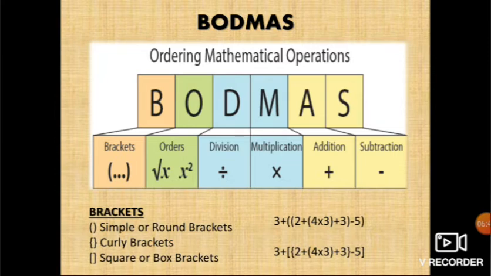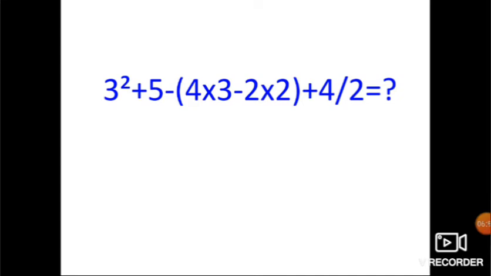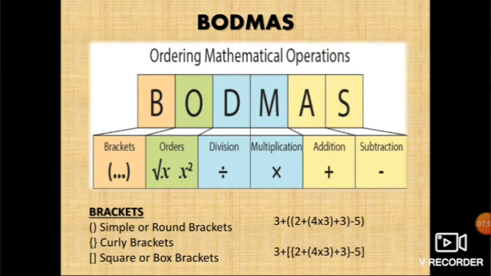Brackets. As in the previous set of operations, you have seen brackets. Brackets can be of 3 types: round brackets, curly brackets, and square or box brackets. So in a mathematical operation, the first thing you have to resolve is what is inside a bracket.